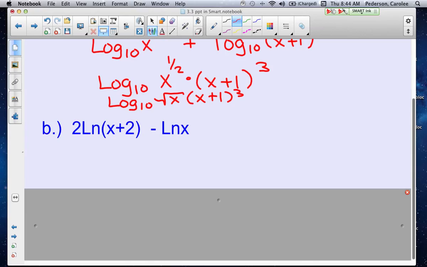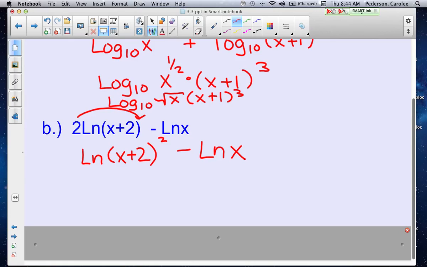What else can I do? Move the 2 back up. So I tend to do the powers first and then combine back together. It's just kind of out of habit. So I want to push that back up as a power. So now it's the natural log of x plus 2 squared minus the natural log of x. And then you said I can combine those two natural logs back together by division.